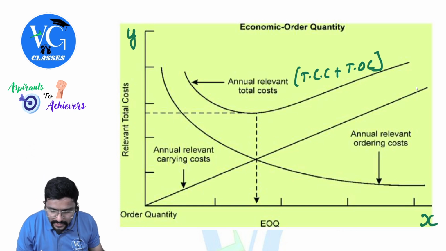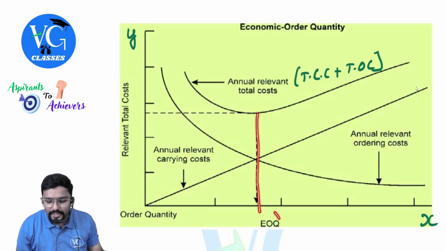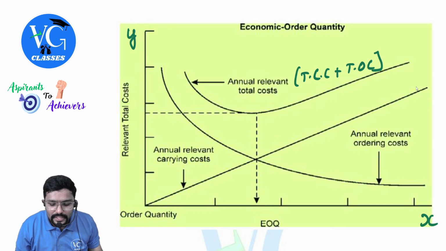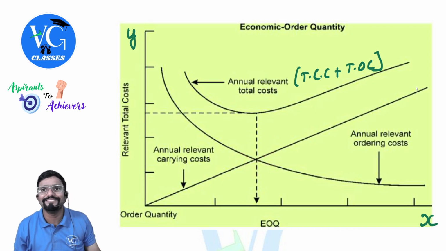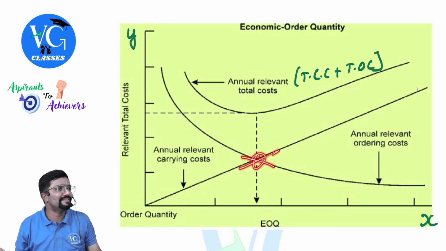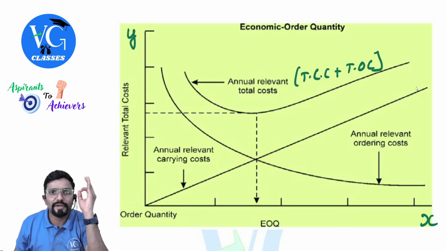Now, at what point will this be minimum, sir? That point is called EOQ. Clear? And you can observe one more thing. At that point, the ordering cost and carrying cost are intersecting each other, that means they are equal.